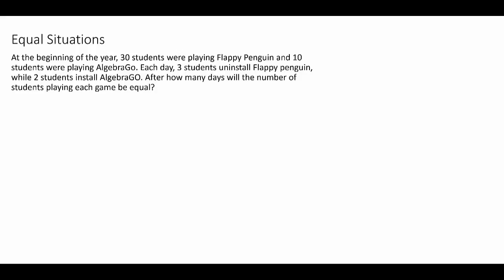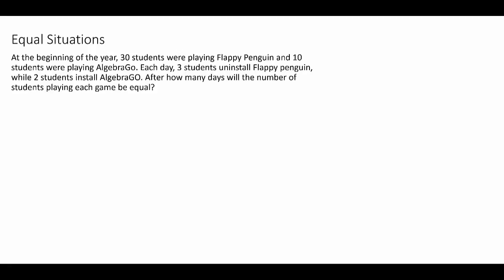So at the beginning of the year, 30 students were playing a game I thought that I made up called Flappy Penguin, which may or may not actually exist, and 10 students were playing Algebra Go, which I definitely made up. Each day, 3 students uninstall Flappy Penguin, while 2 students install Algebra Go. After how many days will the number of students playing each game be equal?